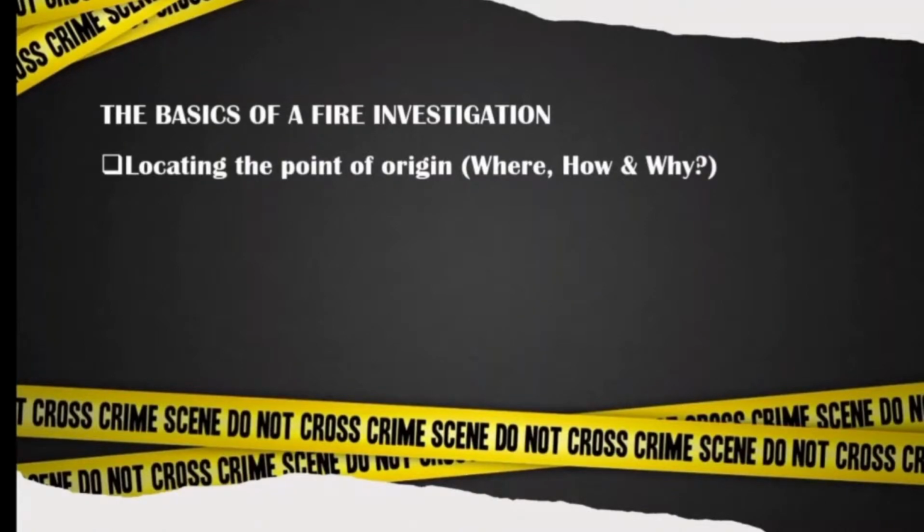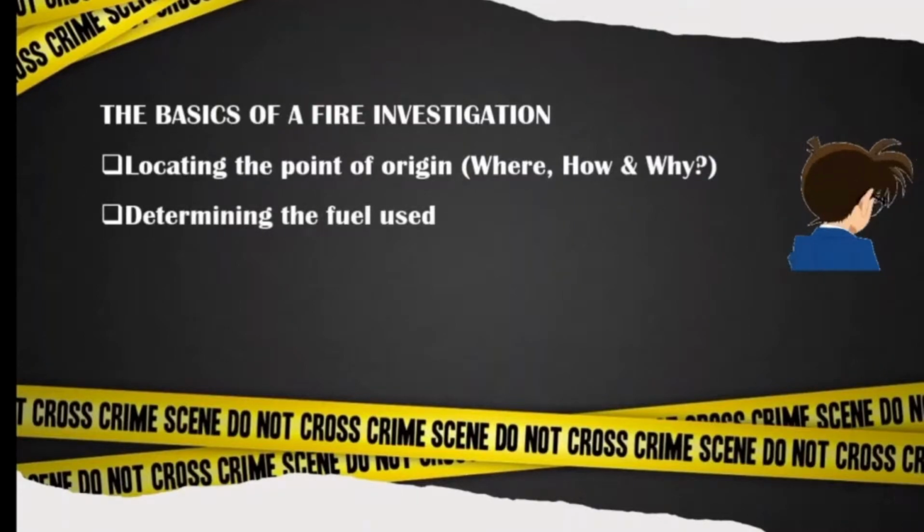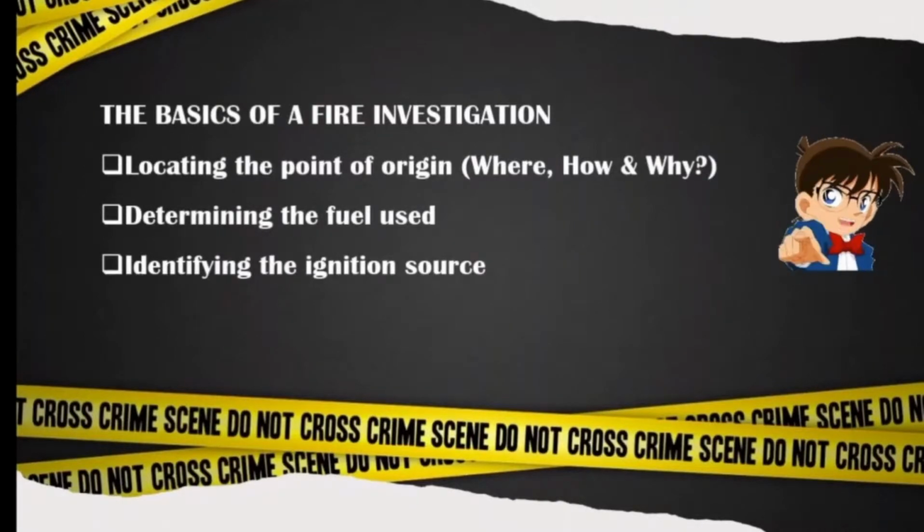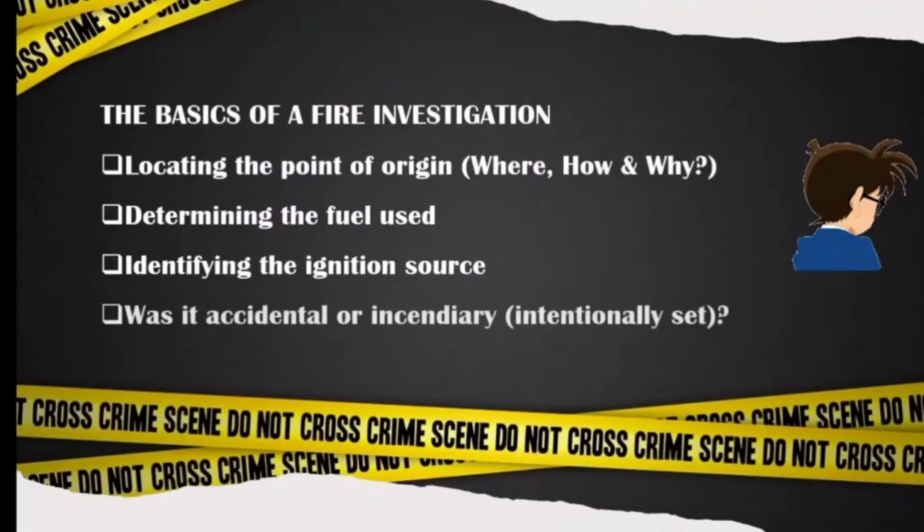Imagine that you're a fire investigator and you've arrived at the scene of the crime. Essentially, the first thing that you would do is search for the general area of origin of the fire, and from there you can attempt to pinpoint the exact origin from where the fire started. Other points of a fire investigation include determining the fuel used and identifying the ignition source. When an ignition source comes into contact with fuel, it creates, boom, a fire, but not just any fire, specifically the point of origin where the fire started.